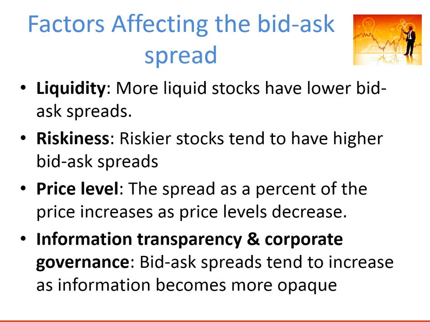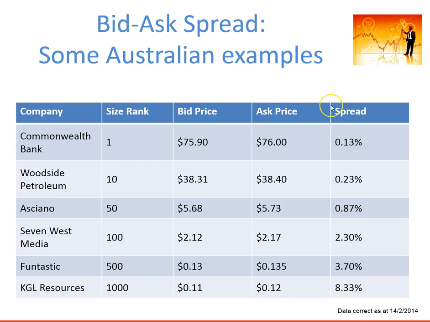The price level can have an impact because the bid-ask spread is measured as a percentage, and what we find is that stocks with a higher price will tend to have a lower bid-ask spread as a percentage. And also, related to this idea of risk, the degree of information transparency relating to that particular stock or asset. So information transparency and corporate governance, those stocks that have less transparent information will have a bigger bid-ask spread.